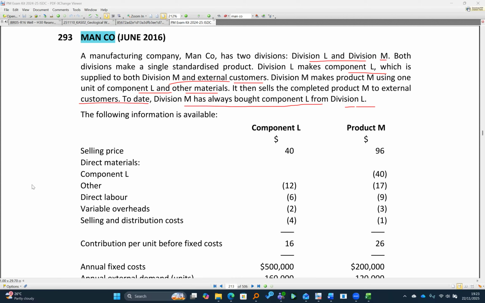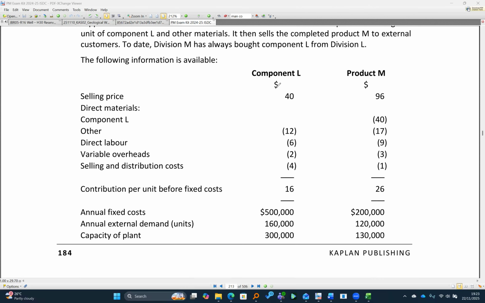So they are now comparing here. They have the selling price. So this is how much component L is sold. And then product itself is sold at 96. Then for materials, of course, they are selling it at 40 to Division M. So that's why this is the same amount. So the question now you need to know is whether they sell this at the same amount to the external people. And then also I'm going to explain to you what material transfer pricing is all about.